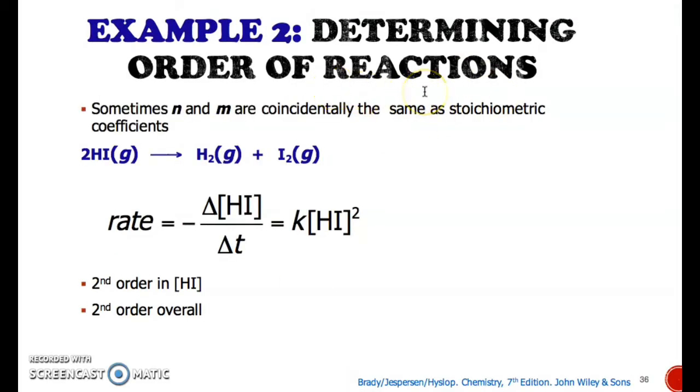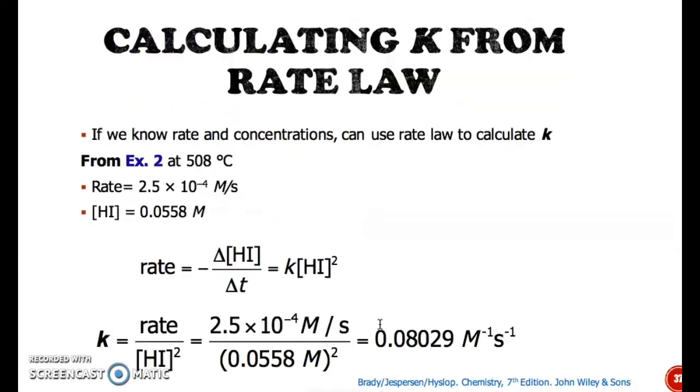Determining order of reactions. So look at this. The rate is second order for the concentration of hydrogen iodide, and this is second order overall because there is only one reactant here. Sometimes n and m are coincidentally the same as the stoichiometric coefficients. Actually, how do you get the second order for the reaction? We will look after this at how to calculate the exponent and also k.